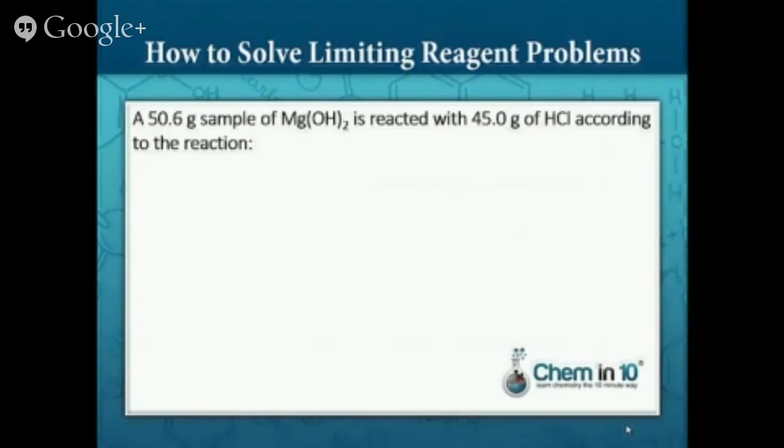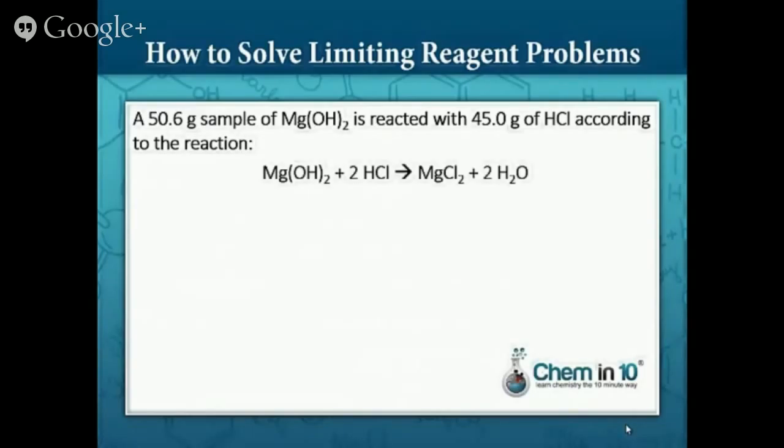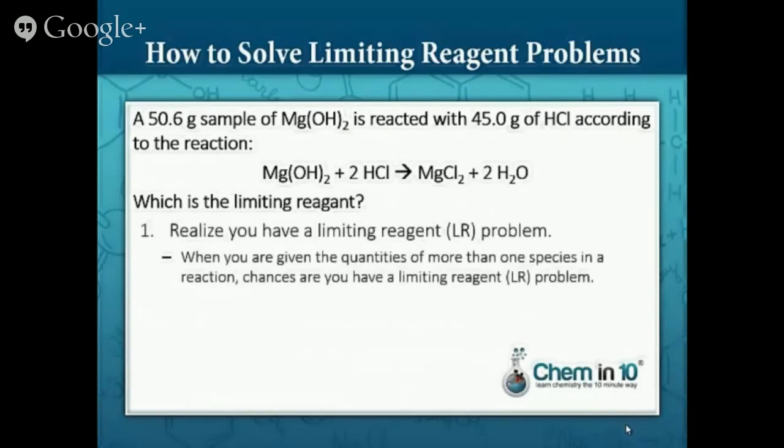So let's try this. A 50.6 gram sample of magnesium hydroxide is reacted with 45 grams of hydrochloric acid, or hydrogen chloride in this case because it's not aqueous, according to the reaction, and it's balanced. The question is, which is the limiting reagent? So first, we need to realize we have a limiting reagent problem. Well, it asks us which is the limiting reagent, so it's obvious. But even if it didn't ask us, the fact that we were given the mass of magnesium hydroxide and the mass of hydrogen chloride tells us we have a limiting reagent problem.